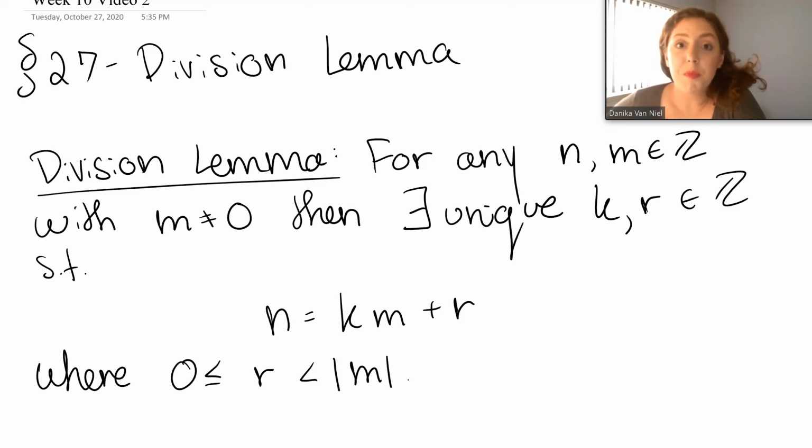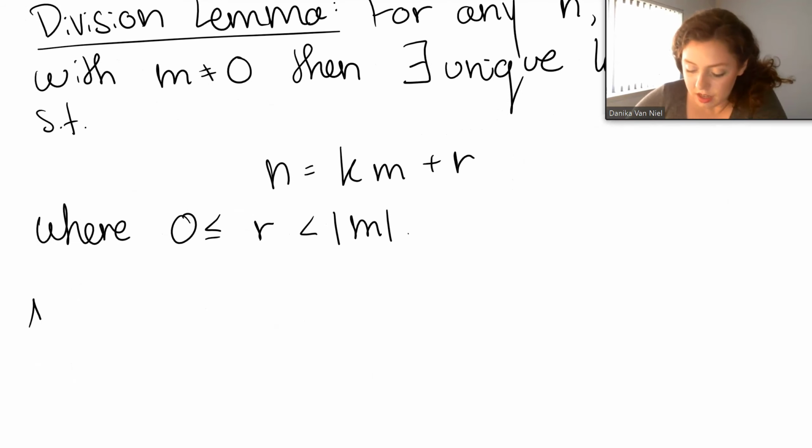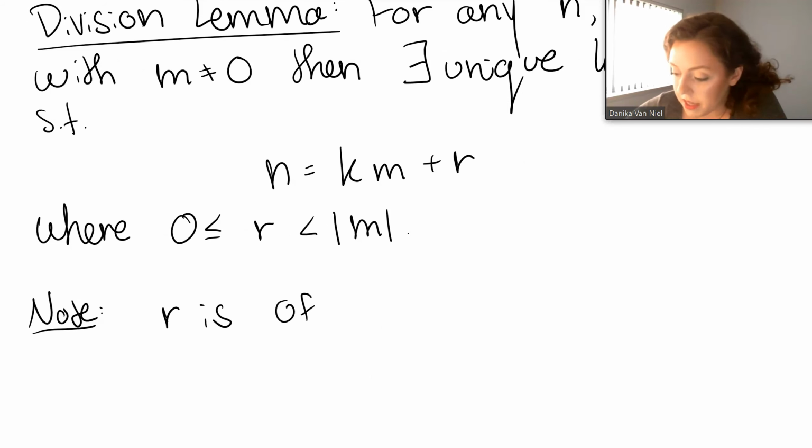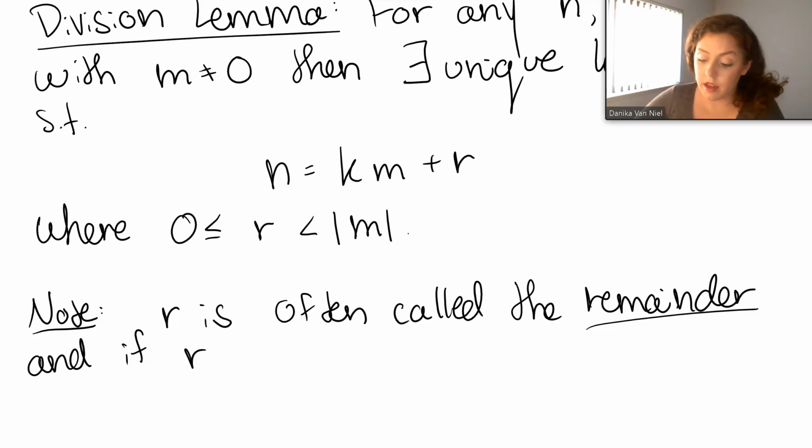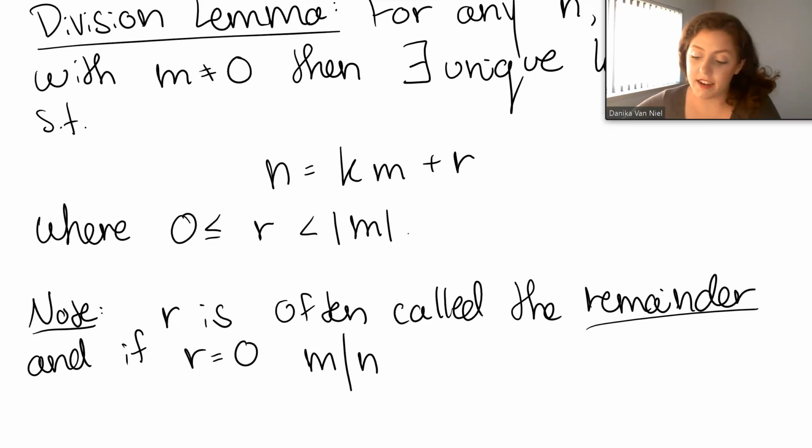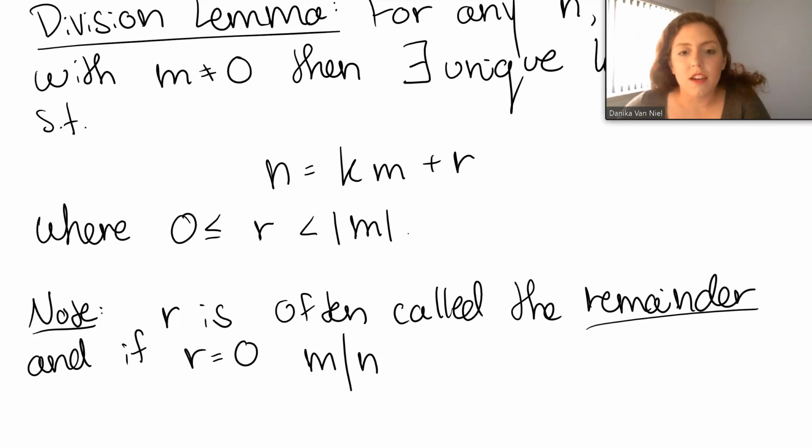This probably doesn't look super familiar, but this is actually a concept that you are familiar with, maybe you just didn't know you could write it like this, or at least haven't thought about it. First, let me make a note. r is often called the remainder, and if r equals 0, m divides n. Maybe that seems weird, but the definition kind of gives it away, the remainder part. Because remember, if you divide two integers, you have a whole number plus some remainder.